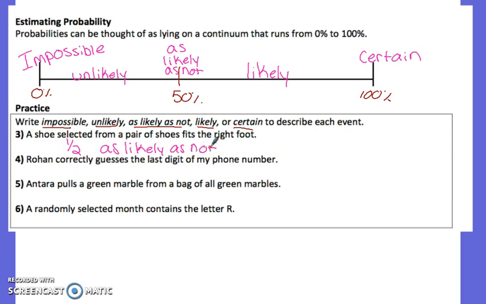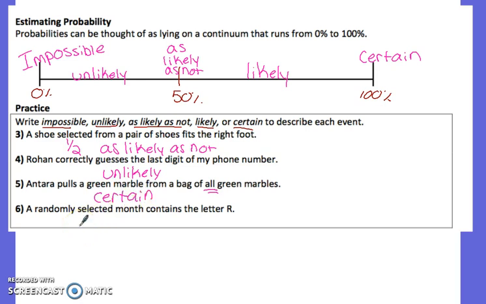Rohan correctly guesses the last digit of my phone number. Well, let's think about it. There's a lot of options that could be. I would say that that's unlikely. I don't know the exact percent, but it's definitely less than 50%. Antara pulls a green marble from a bag of all green marbles. Well, that's pretty certain. She has to pick a green marble.